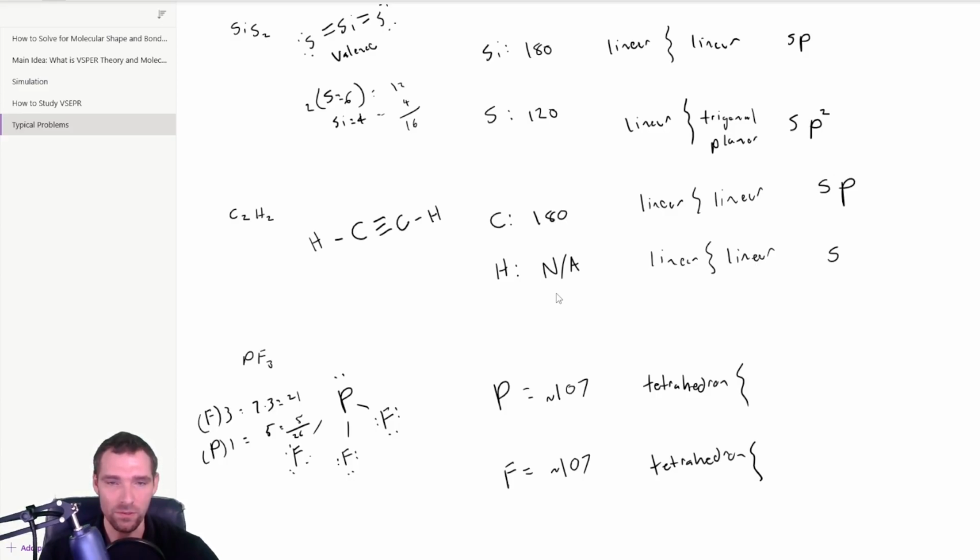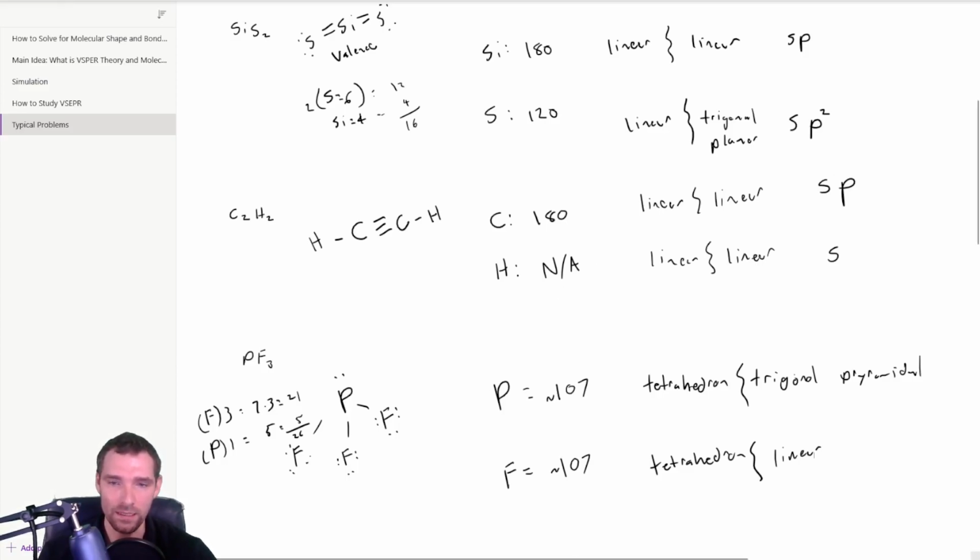But if we exclude the lone pairs and we look at the molecular shape, I think this is trigonal pyramidal. I'm not sure about that one. I want to double check that one. But this one is definitely going to be linear because it's just a single point connecting, and the other ones are occupied by lone pairs.